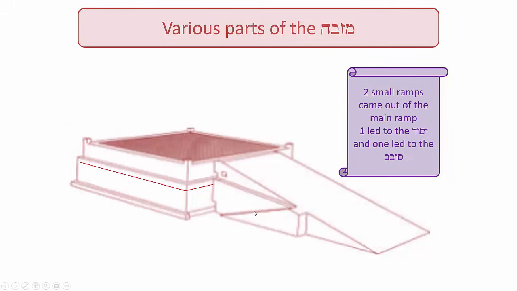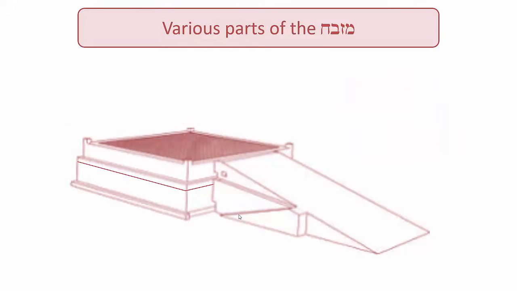And the final part over here is that 2 small ramps came out of the main ramp, and the way the image is over here is incorrect, and we're not going to go into the way it actually was, but 2 small ramps came out of the main ramp. One of them led to the Yesod over here, and one of them led to the Seviv over here. And with that, we'll end the class about the Mizbeach.